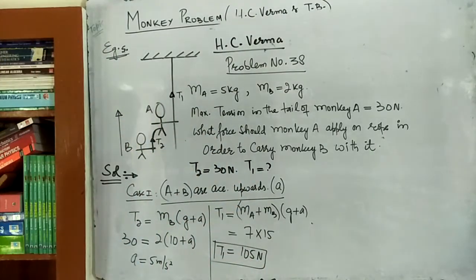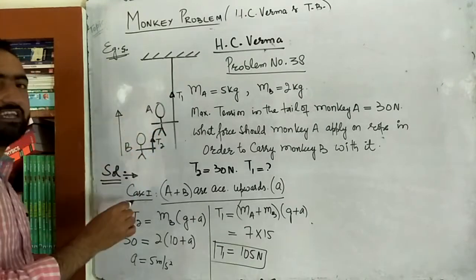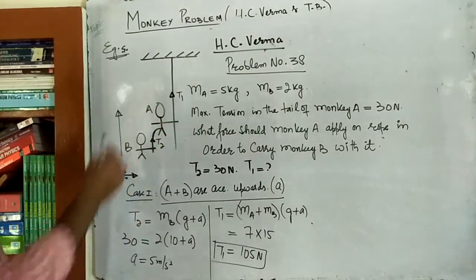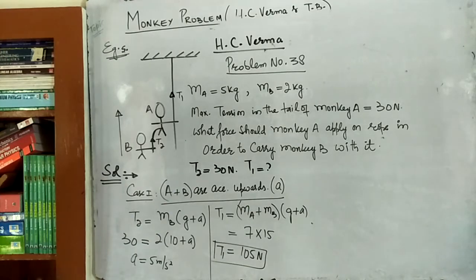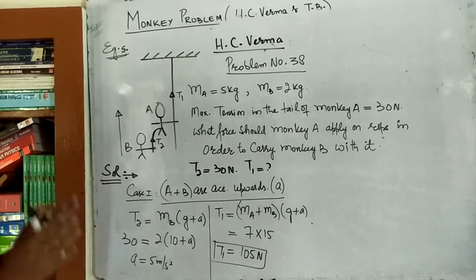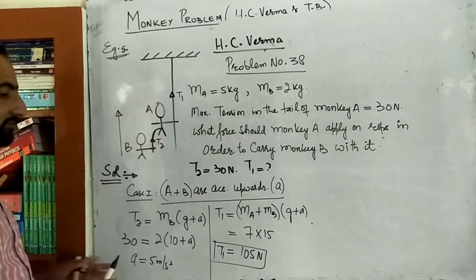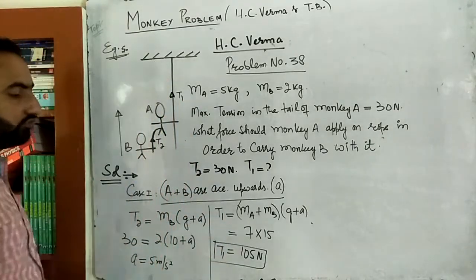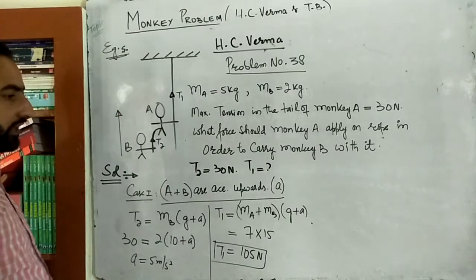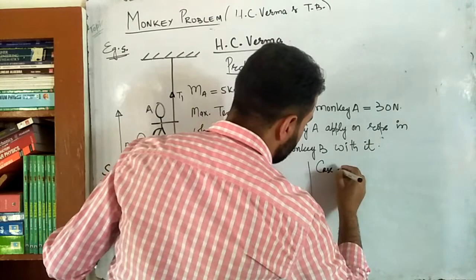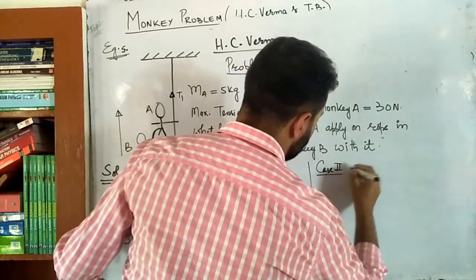Now the question is: what is the force exerted by this on the rope so that the entire system, or both the monkeys, go in the upward direction? It's not given to us that they are accelerating upwards. So one extreme case is that both are accelerating upwards, when the tension in the tail will be maximum, and in that situation the force on this rope will be 105 Newton.